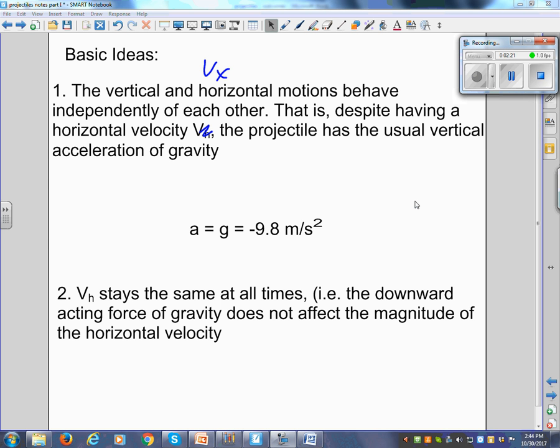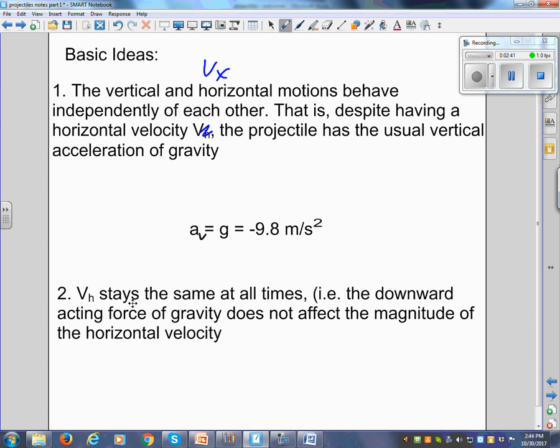Anyways, so despite having a horizontal velocity VH, the projectile has the usual vertical acceleration of gravity. In other words, AV, the vertical component of acceleration, is now minus 9.8.